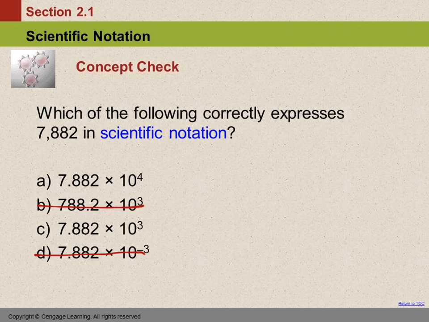How many decimal places did that decimal point get moved? Well, the decimal point was here. Okay. The decimal point was here, and it moved 1, 2, 3 places. Okay? So then the correct answer is C.